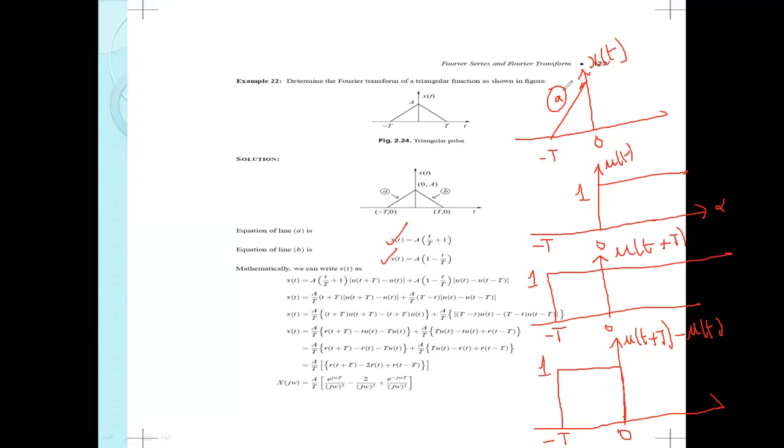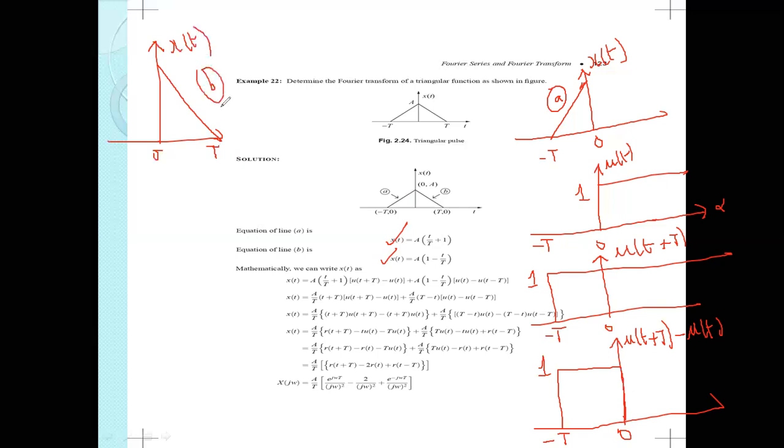Now multiplying the slope a with this function, we'll get minus t to 0. So first of all, you can see here x of t is equal to a into t by T plus 1, multiplied with mu of t plus T minus mu of t. Okay. For the second slope, the given function 0 to t is the x of t signal.